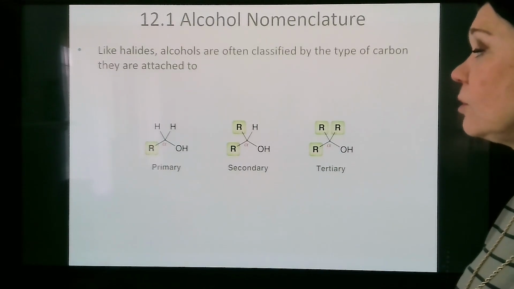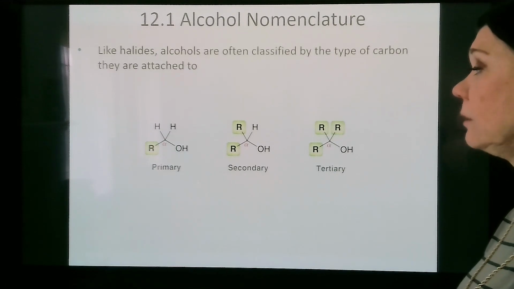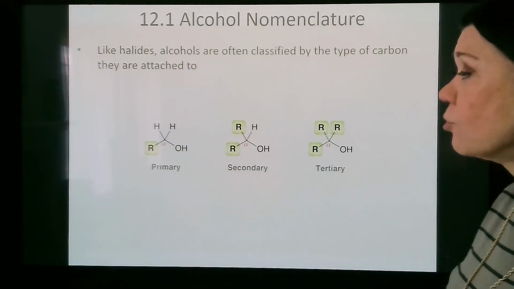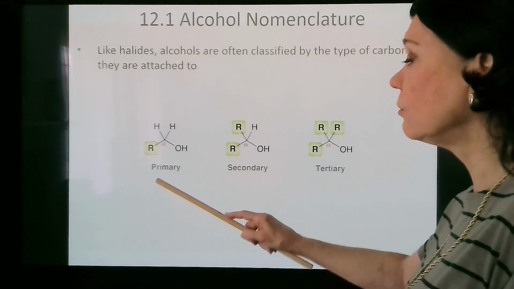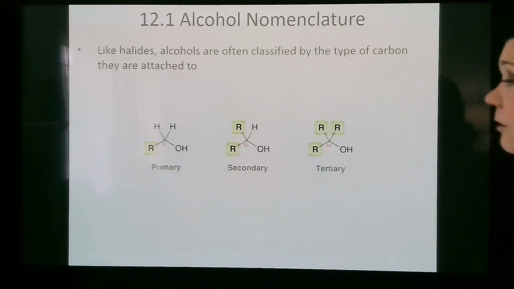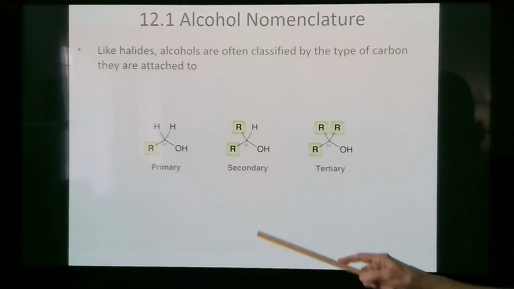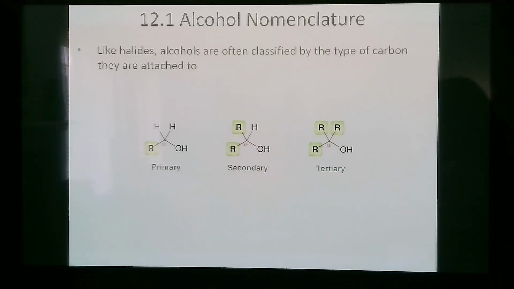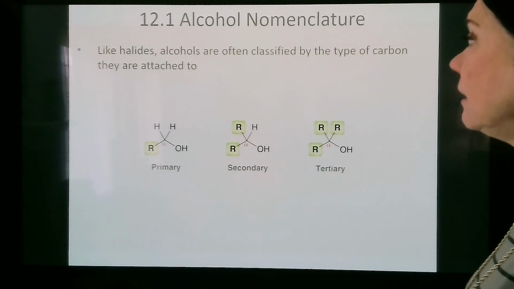Also, alcohols will have substituents at the alpha carbon. That's the carbon bearing the hydroxyl group. If you have one alkyl group, it's a primary alcohol. If you have 2 alkyl groups on the alpha carbon, it's secondary. And if you have 3 on the alpha carbon, it's tertiary, just as with alkyl halides.